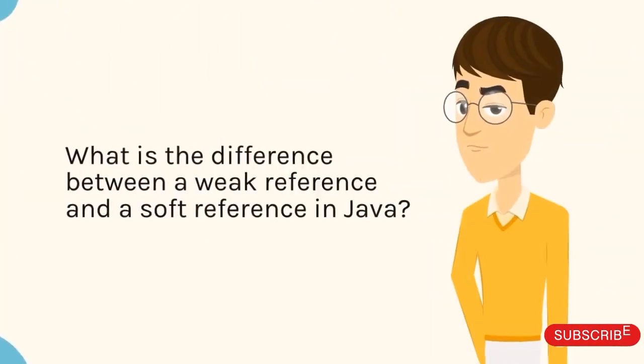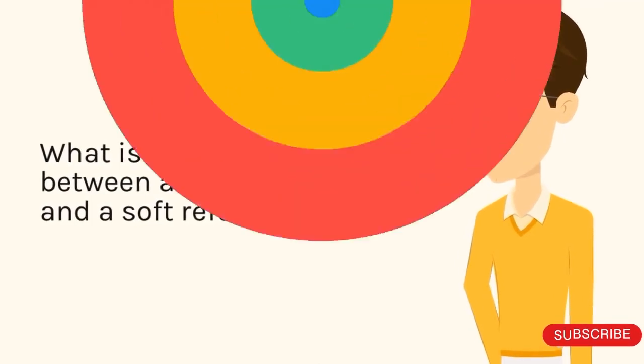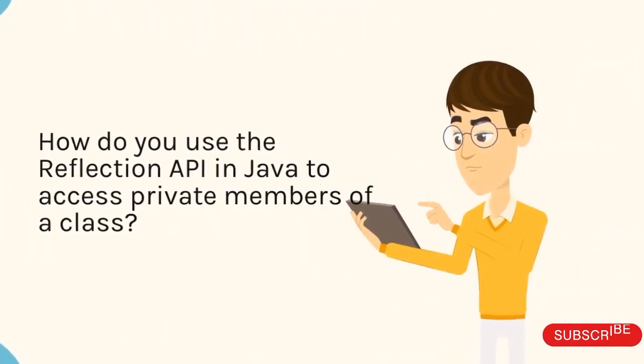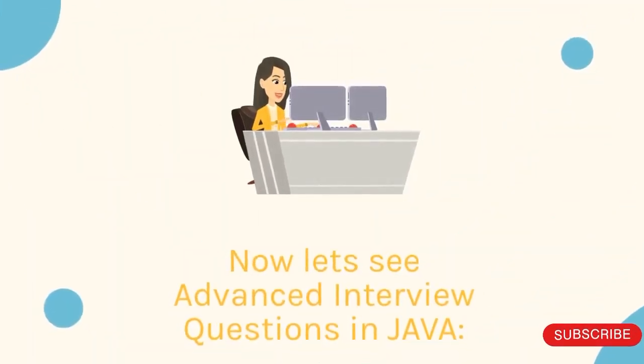What is the difference between a weak reference and a soft reference in Java? How do you use the reflection API in Java to access private members of a class? Now let's see advanced interview questions in Java.